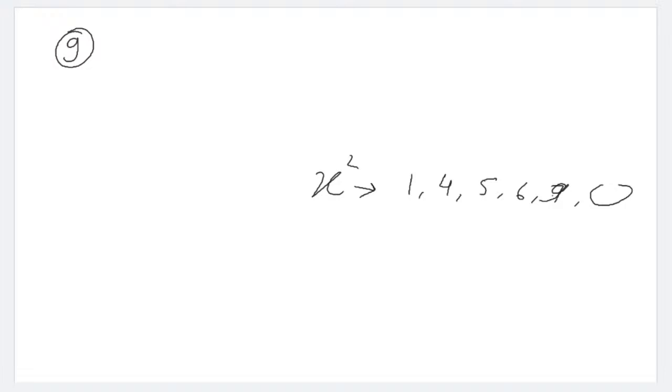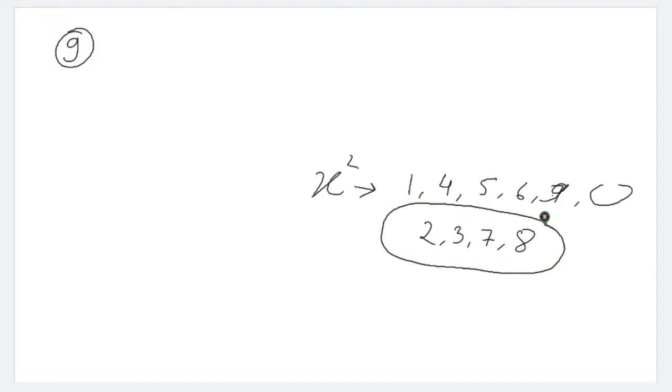1, 4, 5, 6, 9, and 0. A perfect square will never end with 2, 3, 7, and 8. Always remember this, always. Now, why is it required? Why should we know that 2, 3, 7, 8? If a perfect square is not ending with 2, 3, 7, 8, then how will it be helpful to us?